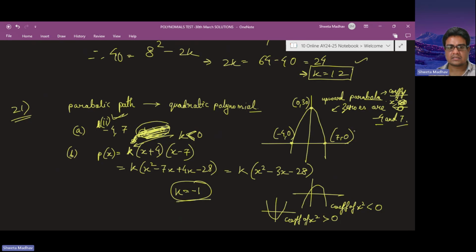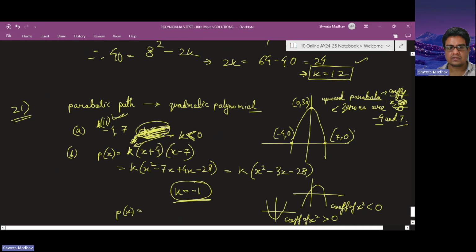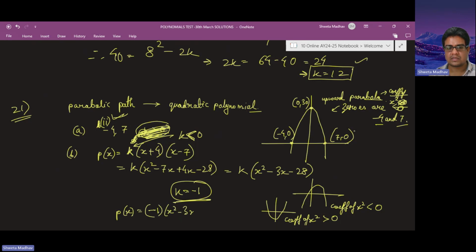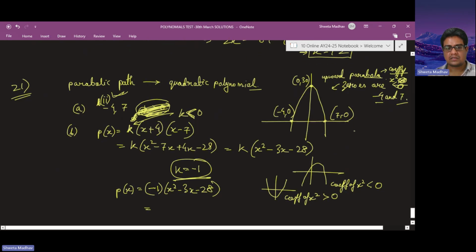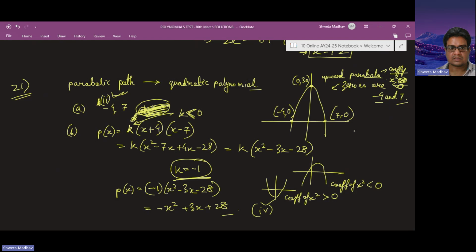So if we take k as -1, then we will get p of x is -1 into x square minus 3x minus 28. So then it will be minus x square plus 3x plus 28. So it means that option 4 is the correct answer.